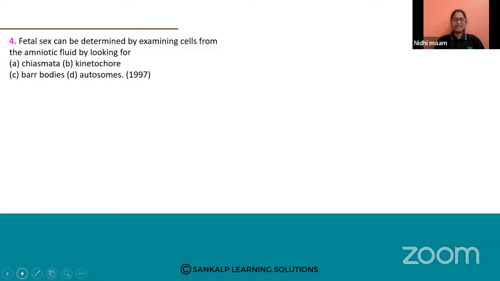A is chiasmata, B is kinetochore, C is bar bodies. These all are parts of the chromosome. Recall first PU syllabus. D is autosome. It is a type of chromosome. Shubha answered it. Good.